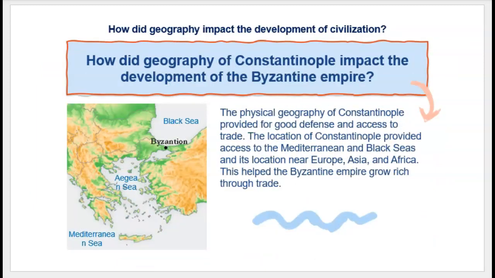And then this is question 5. How did geography of Constantinople impact the development of the Byzantine Empire? The physical geography of Constantinople provided for good defense and access to trade. The location of Constantinople provided access to the Mediterranean and Black Seas, and its location near Europe, Asia, and Africa. This helped the Byzantine Empire grow rich through trade.